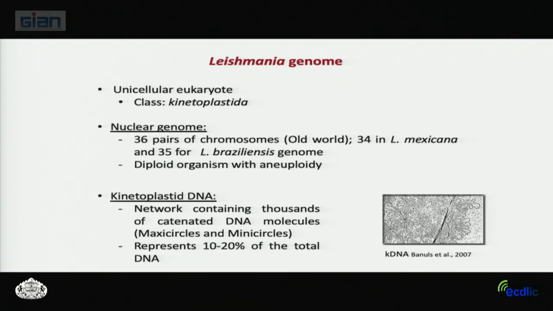And again, they're in the class Kinetoplastida. That means that they have these kinetoplasts, which are essentially the mitochondria of these parasites. The kinetoplast DNA is a network containing thousands of catenated circular DNA molecules, both maxi-circles and mini-circles, that represent 10 to 20% of the total DNA content. But we're really going to talk mainly about the nuclear genome.